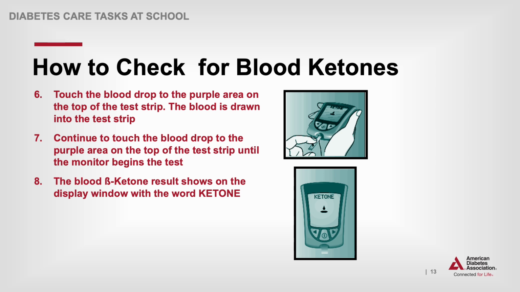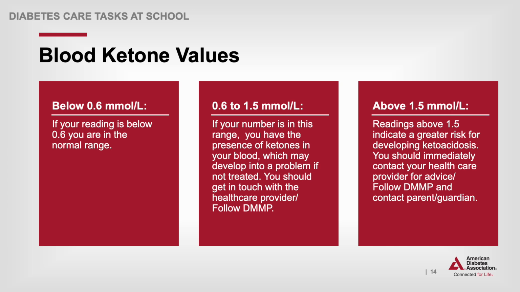If the monitor shuts off before you apply blood to the test strip, remove the test strip from the monitor and try again. Continue to touch the blood drop to the purple area on the top of the test strip until the monitor begins to test. The blood ketone result shows on the display window with the word ketone. The result is stored in the monitor's memory as the blood ketone result. Please review the ranges for ketone values.